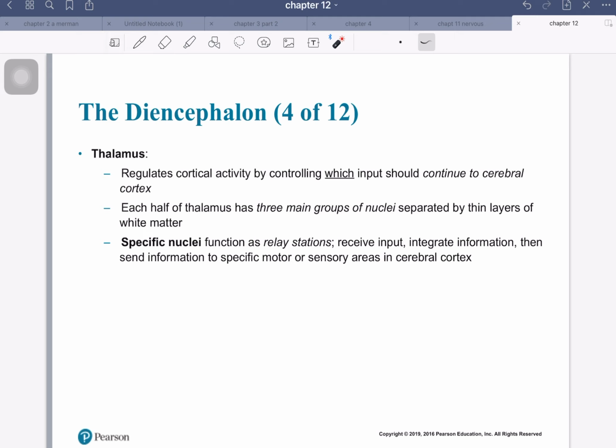So we have these three main groups of nuclei that are separated by thin layers of white matter within the thalamus. And what do all these specific nuclei do? They act as relay stations. They receive input, they integrate information, and send the information out to specific motor or sensory areas in the cerebral cortex. So this really highlights the importance of the thalamus in taking information in, processing it, and selecting which goes on to higher level processing and action.